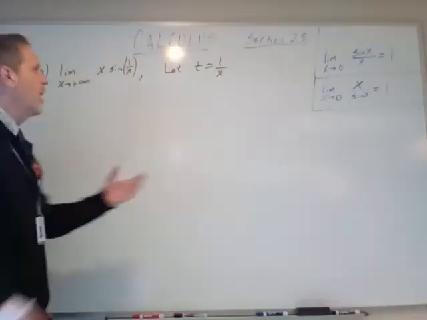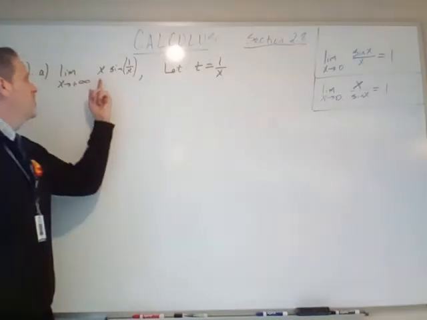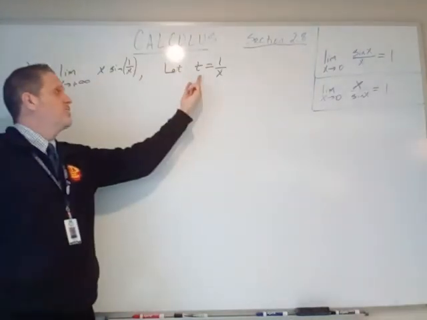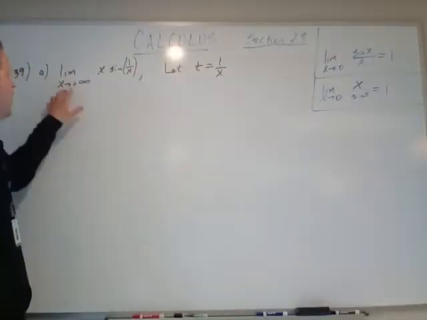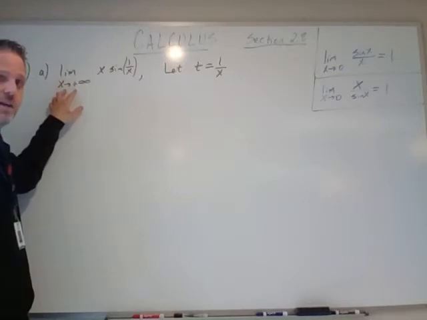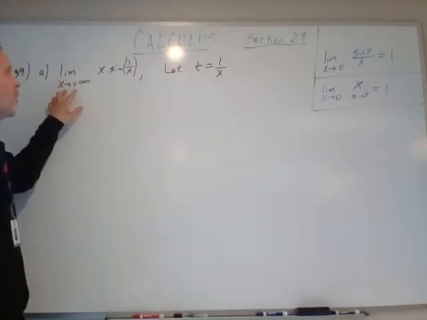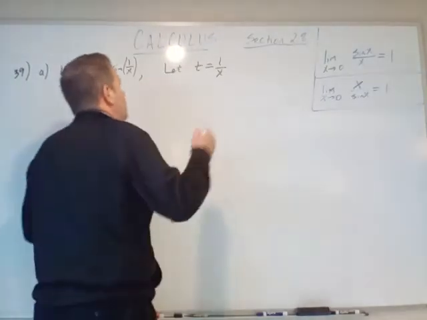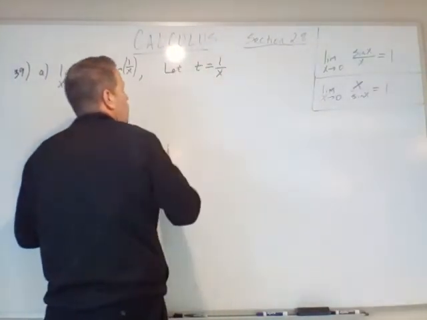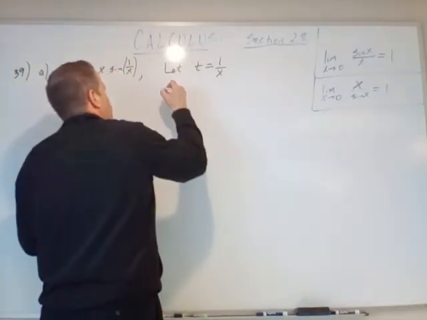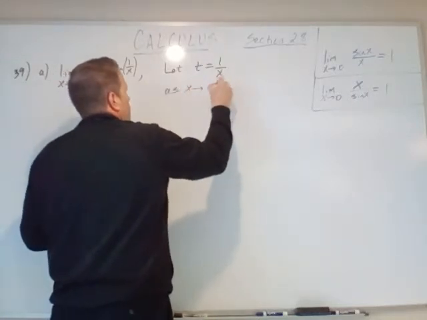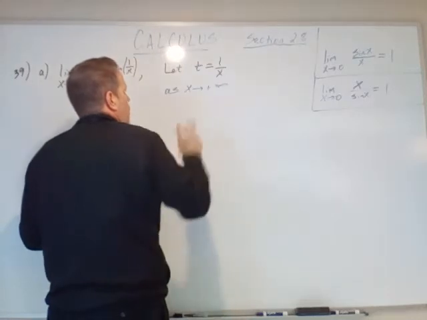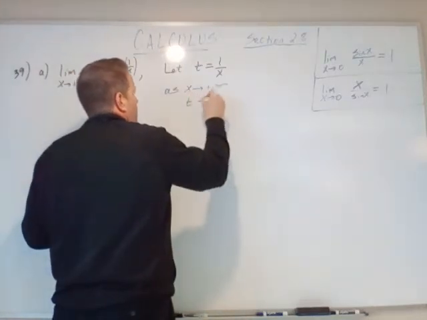Now, if we are going to replace x in our problem with something in terms of t, we have to replace everything. That means we have to replace the constraint on the limit as well. We've got x approaching positive infinity. Okay, well, we need to know where t is going. So over here in my let statement, if t equals 1 over x, I need to answer this question. As x approaches positive infinity, where is t going?